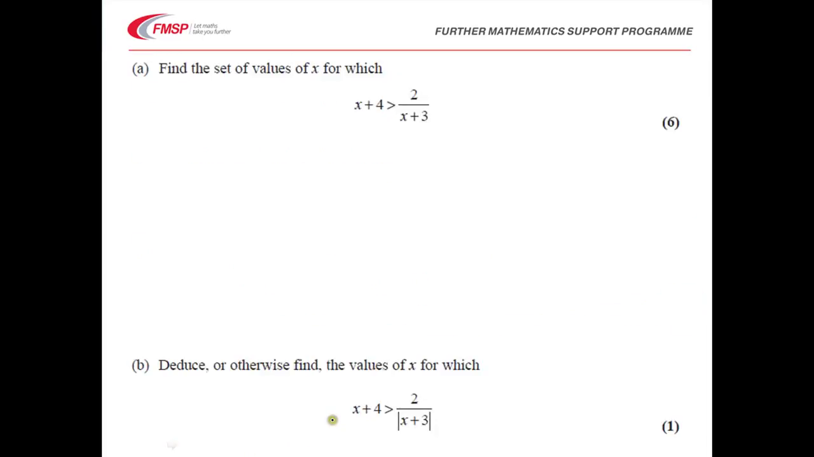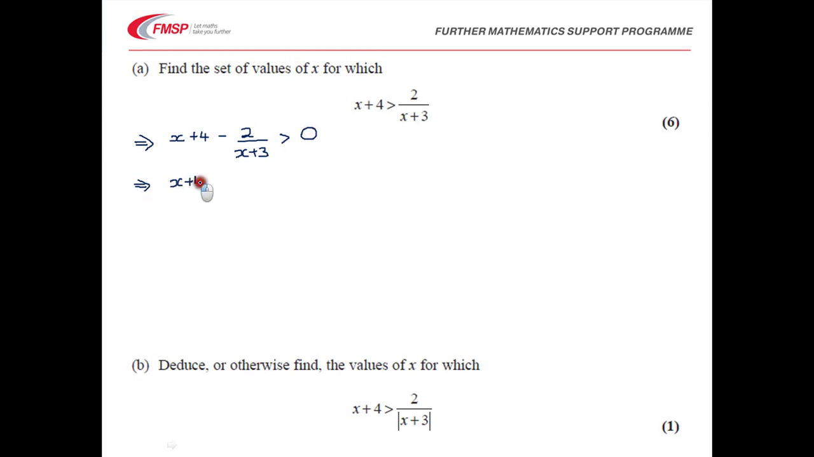So let's have a look at solving part A. The first thing you need to do is to get to 0 on one side of the equation. It doesn't particularly matter which side. Sometimes it's easier if you do one or the other, but it's not going to make a huge amount of difference. I do it by subtracting, and remember avoiding having to multiply.